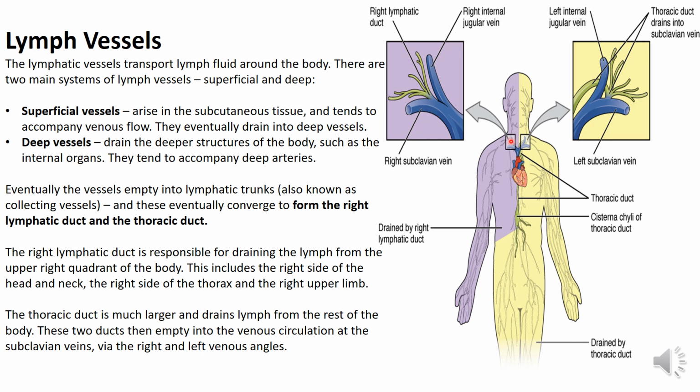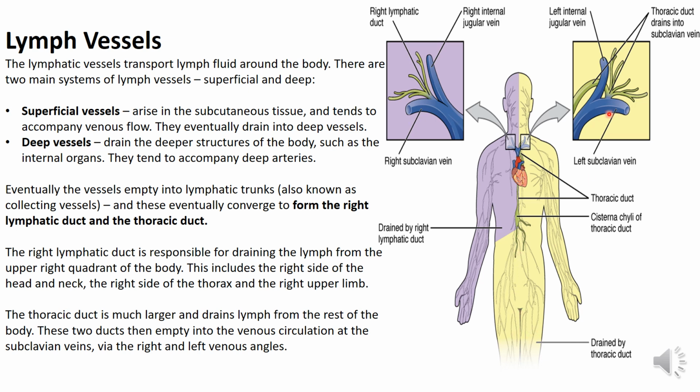Then about the thoracic duct: the remaining part of the body is given in light yellow color. The remaining part of the body, both the lower limbs, abdominal cavity, left thorax, left upper limb and left side of the head and neck, is drained by the thoracic duct. It ultimately drains into the left subclavian vein.